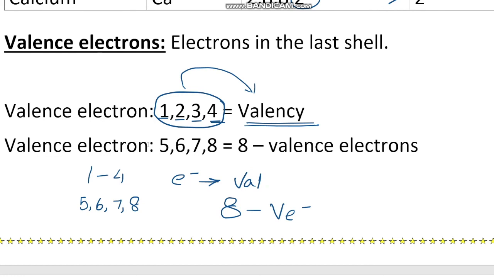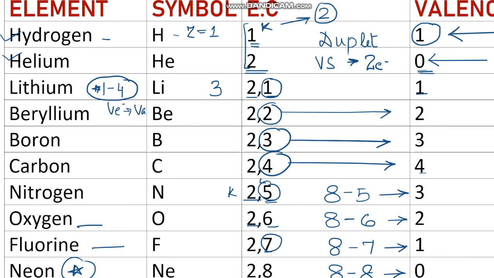In this video, I will repeat once again, we tried to understand what a valence electron is, what the valence shell is, what valency means, and how we can calculate the valency for all the elements from 1 to 20.